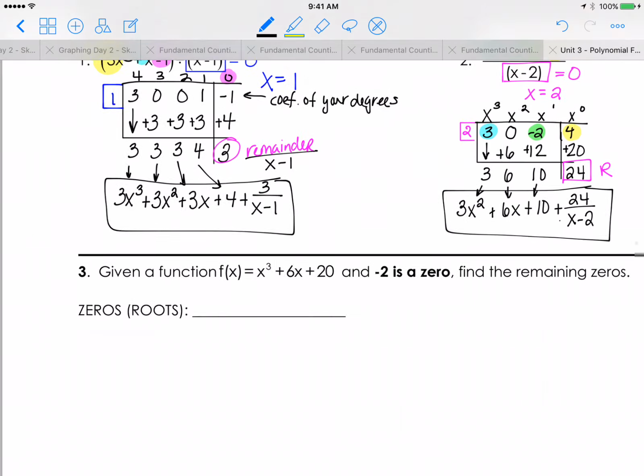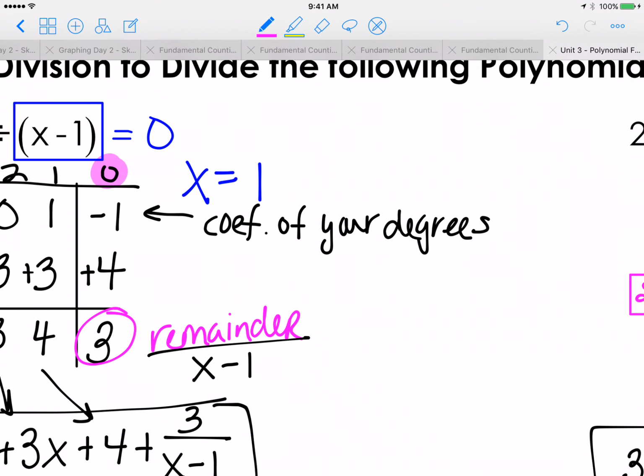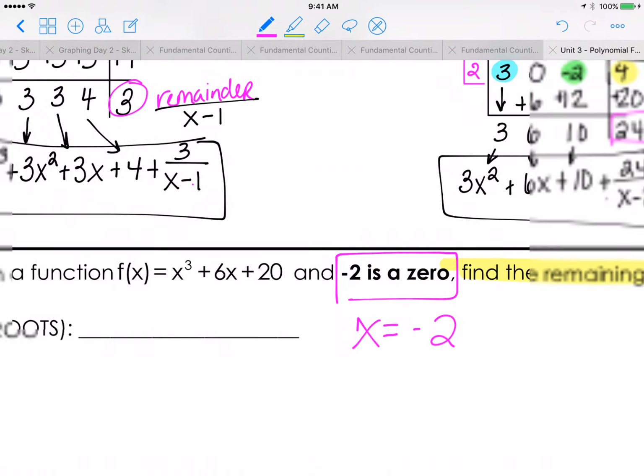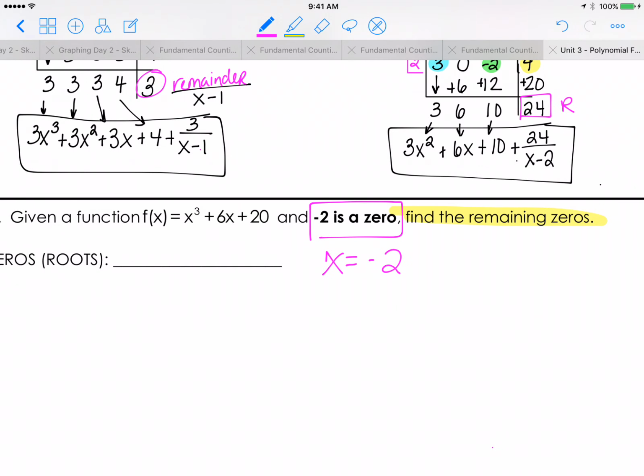Now it's asking us to find the remaining roots. So it gives us one root. At this point, we do nothing but use this root right here. It gives us -2. We do not change the sign to that. It is saying x is equal to -2. Just like up here when we found that x is equal to 1, this is just telling us that x equals -2.